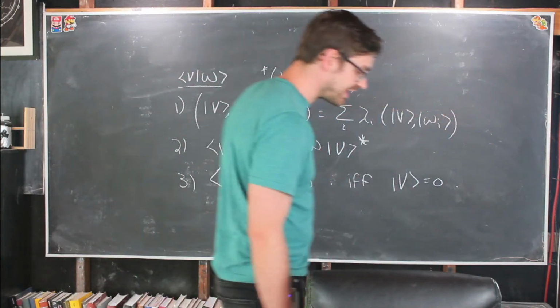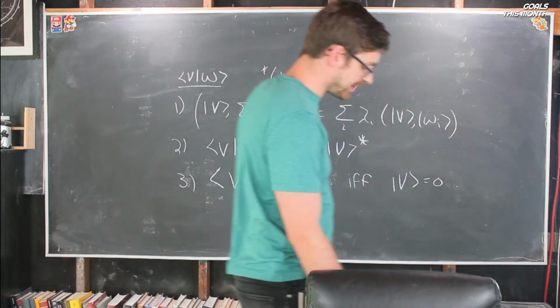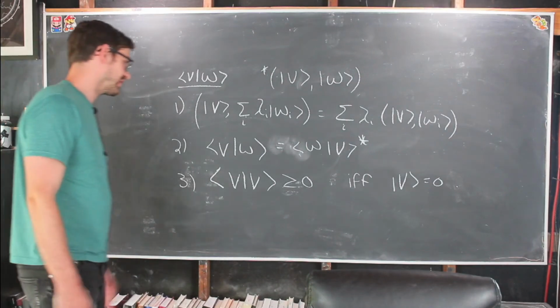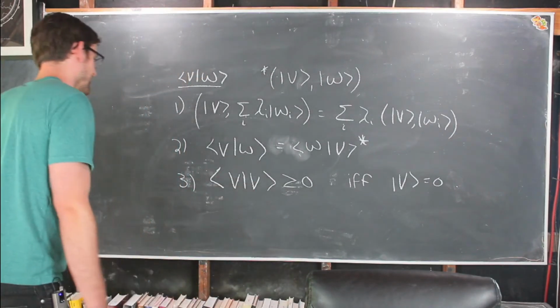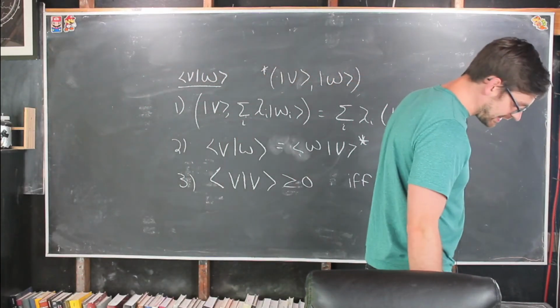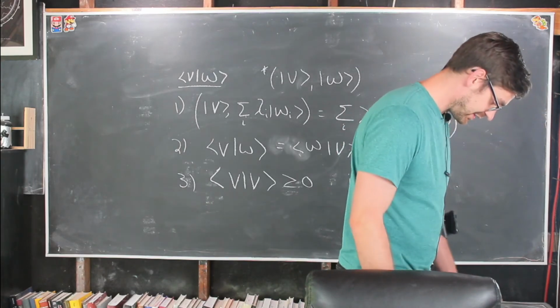You want it linear in the second argument. You want the dot product to be equal to the complex conjugate if you switch the order of the vectors. And then lastly, if you dot it with itself, it should be greater than or equal to 0, equal only if and only if the vector is in fact 0.